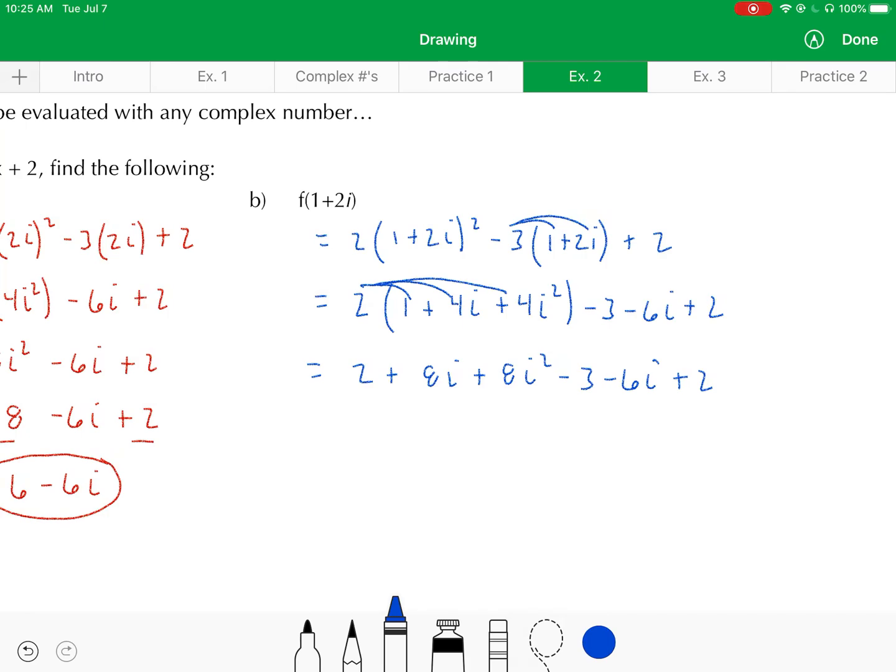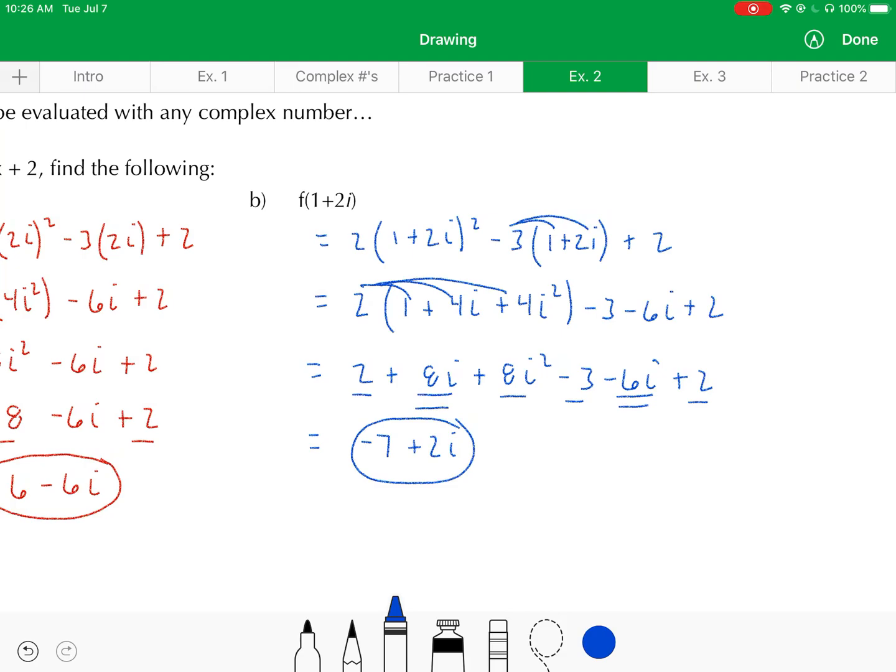Right, and then I'll clean things up here a bit. So technically, 2, 8i squared, negative 3i, and 2 can all combine together. 2 and 8i squared is going to make negative 6. Then minus 3 would give me negative 9. Negative 9 plus 2 is going to give me negative 7. And then we have two imaginary pieces here. 8i and negative 6i will combine to 2i. All right, so once again, notice evaluating the function with a complex number results in a complex number.